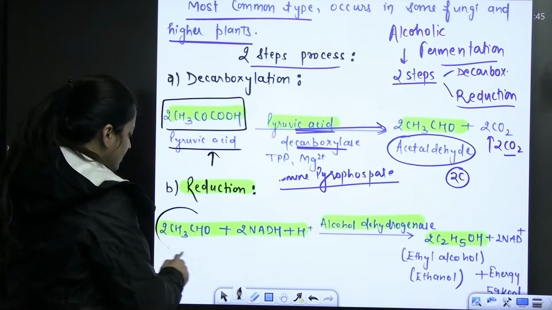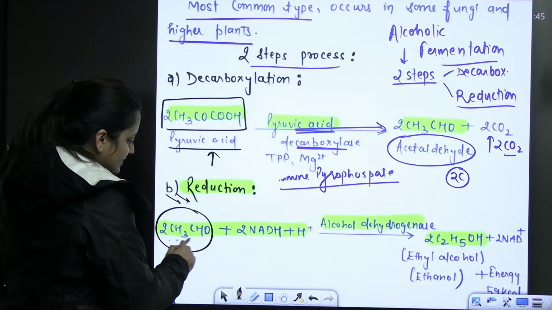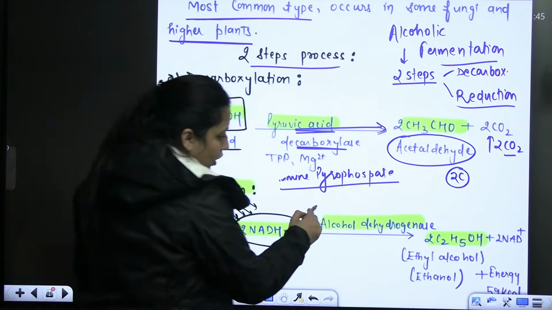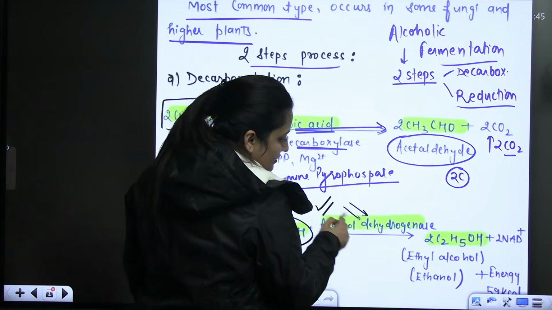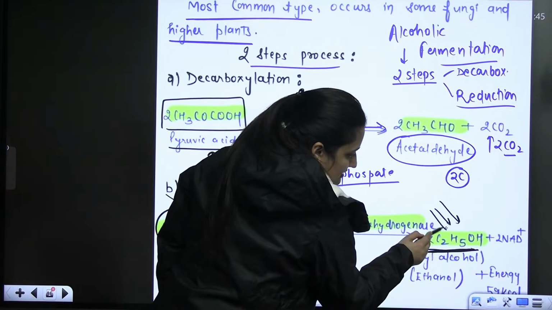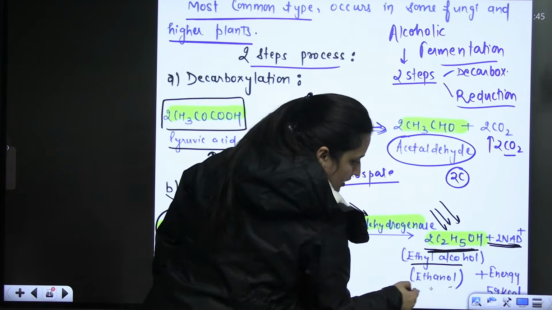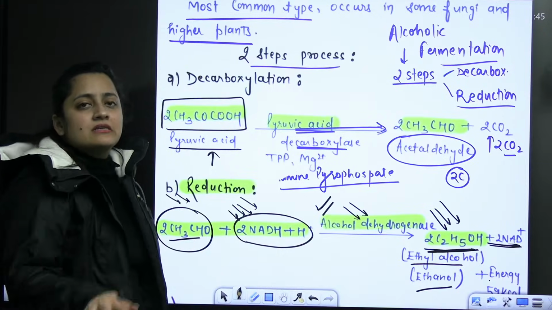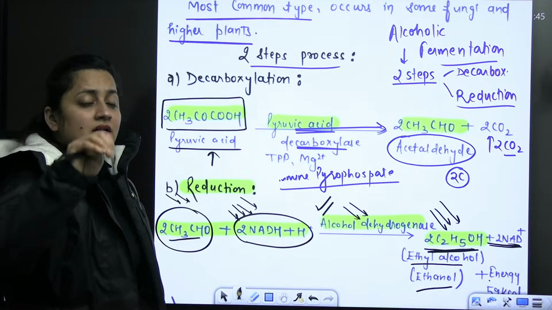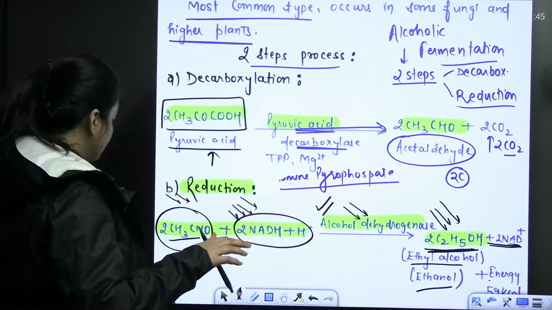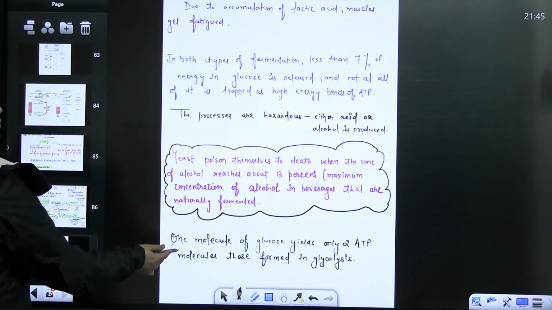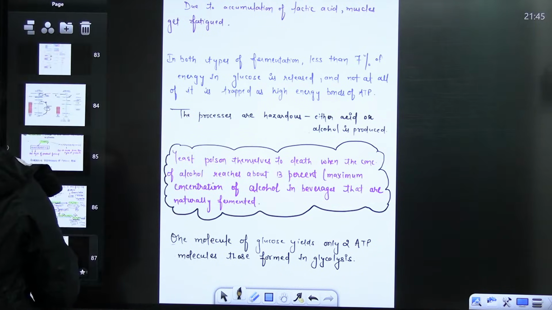Now in reduction, this acetaldehyde, CH3CHO, with NADH2 and the enzyme alcohol dehydrogenase, gives 2C2H5OH, that is ethyl alcohol, and 2 NAD positive. Here the energy released is around 59 kilocalories. Due to fermentation, only around 7% of the energy of glucose is released, so less energy is released here. Is that clear?